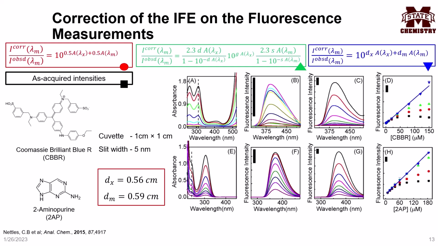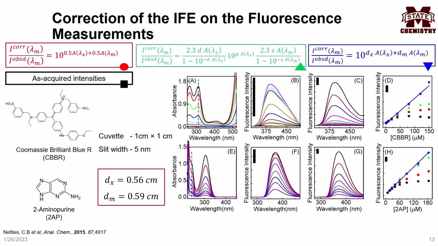D and H show the correlation between peak fluorophore intensity as a function of the fluorophore concentration. In D and H, the black dots show the trend line at 300 nanometers for the as-acquired intensity. The red, green and blue dots symbolize the intensities obtained after correcting the inner filter effect using equations 1, 2 and 3. As can be seen, the peak fluorescence intensity for the as-acquired fluorescence spectra has a poor linear correlation to the fluorophore concentration.